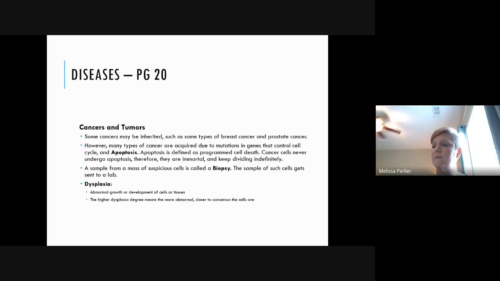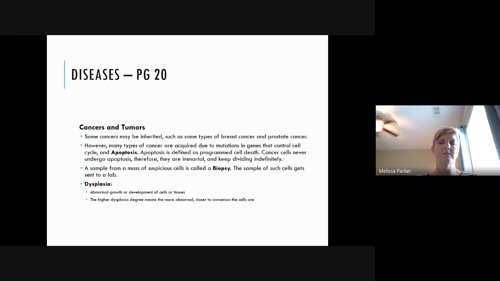Then we have cancers. So cancer and tumors. So some cancers may be inherited, such as some types of breast cancer and prostate cancer. So you've probably heard of the BRCA gene. So if you have that, it poses a risk for you developing breast cancer.